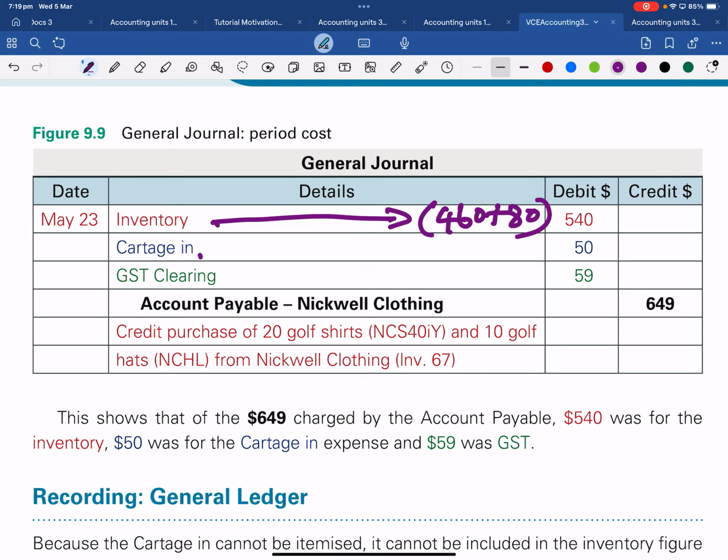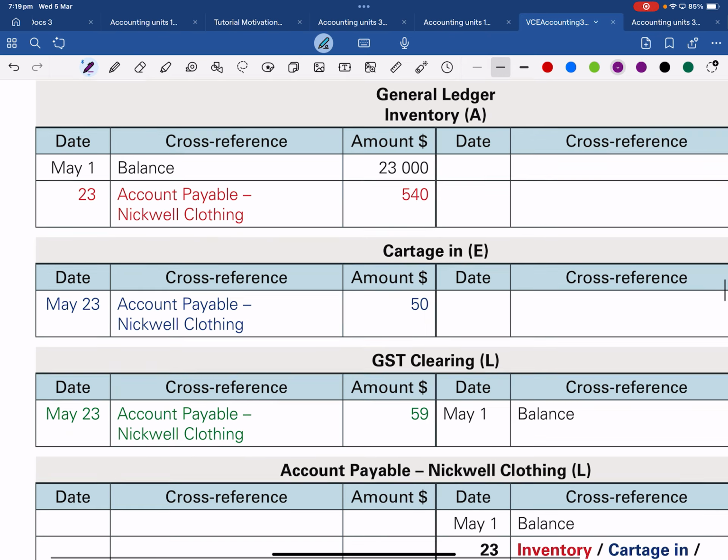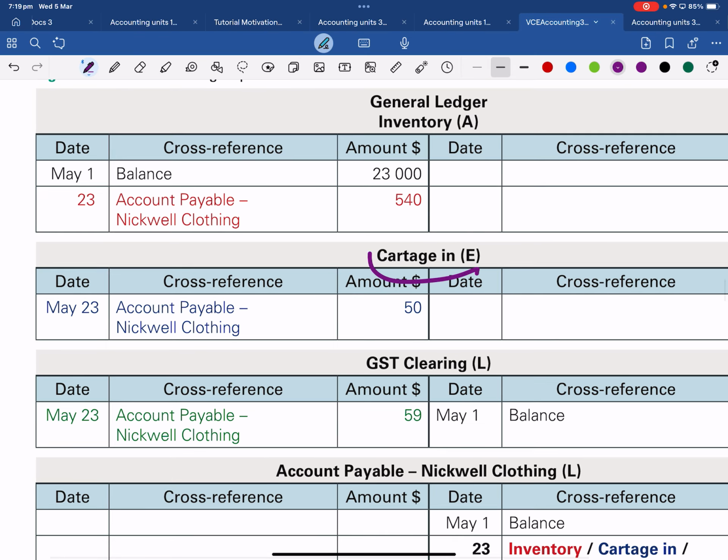Cartage in, now see what happened. Remember, guys, earlier what did we do with the cartage in? We simply recorded it in the inventory account, yes? But now we will have its own ledger account, cartage in. And GST you can record combined, no problem. There's only one invoice, so we record it in accounts payable. You credit the total. Make sense? If you are preparing the general ledger, we will have a different ledger account for cartage in.